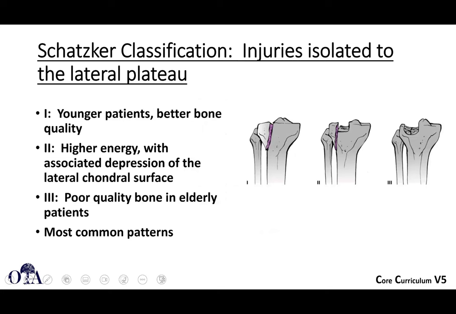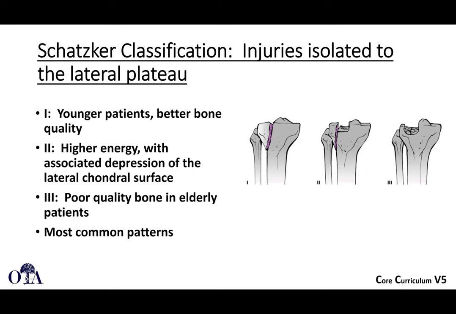All right, so lateral plateau fractures. You notice that half the classification was just isolated to the lateral plateau. The type 1 injuries you see a little less commonly. These happen generally in patients who have really good bone, so it resists that sort of depression phenomenon, and instead you just fail by getting a pure split.